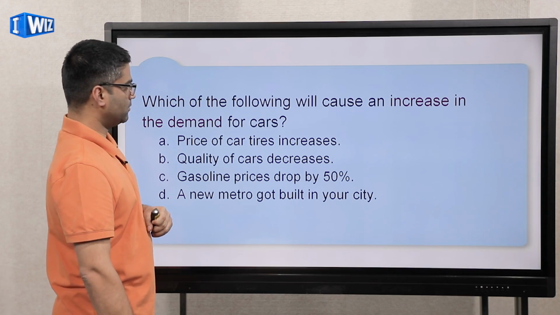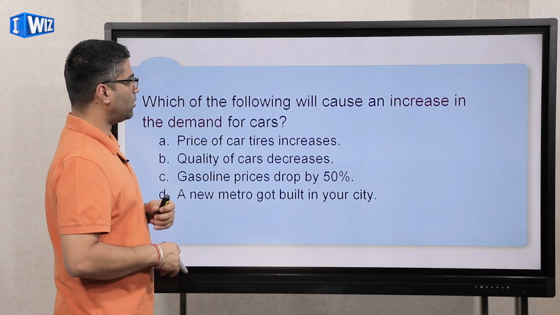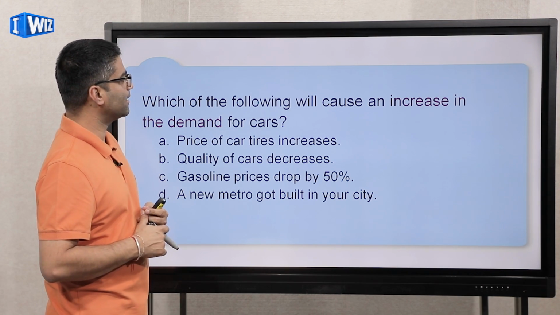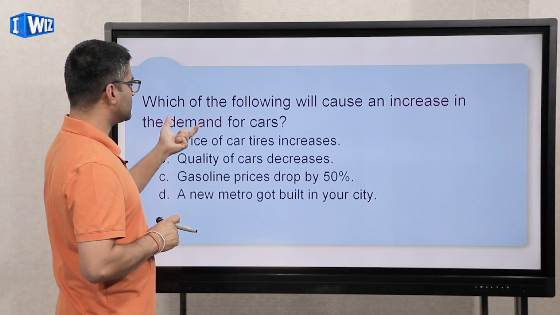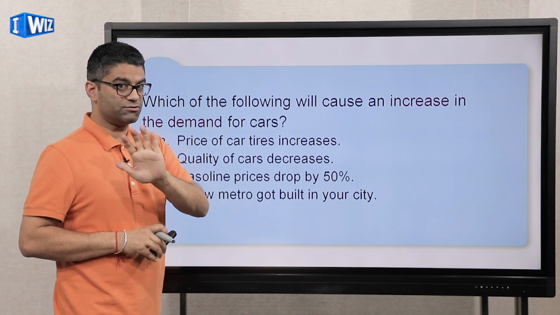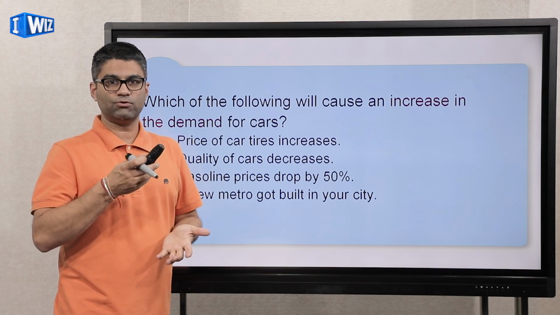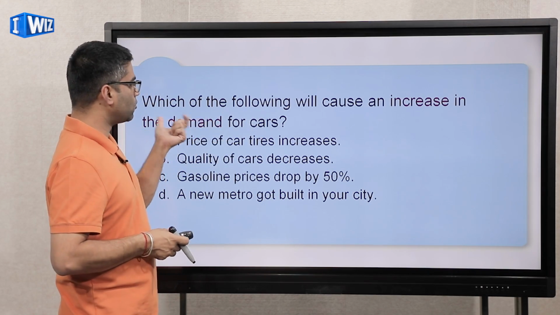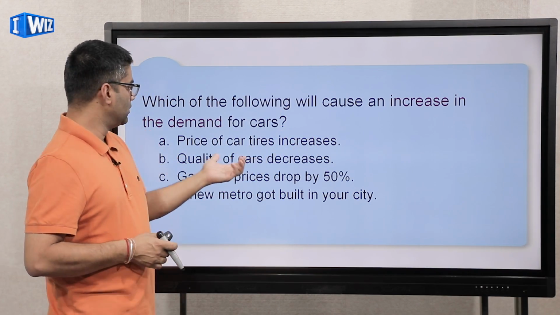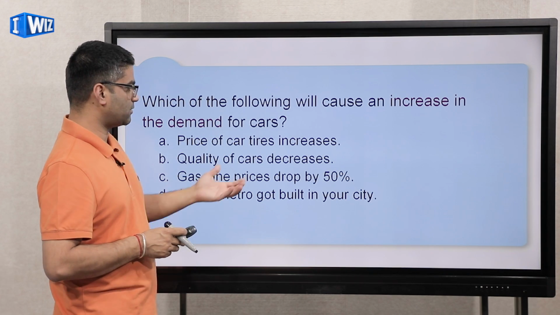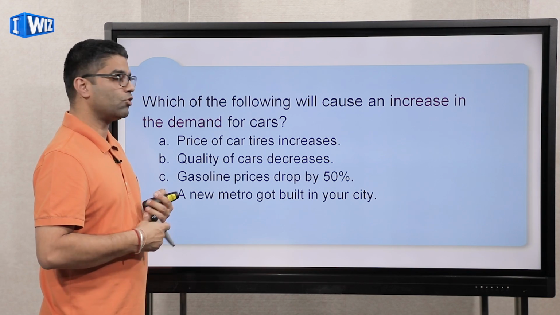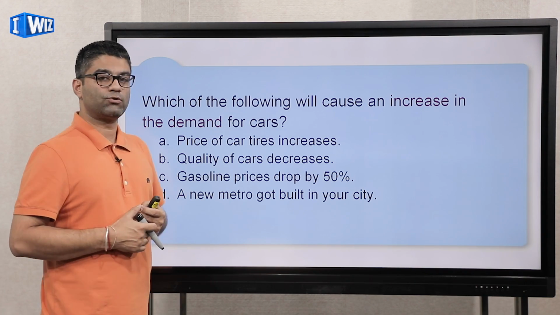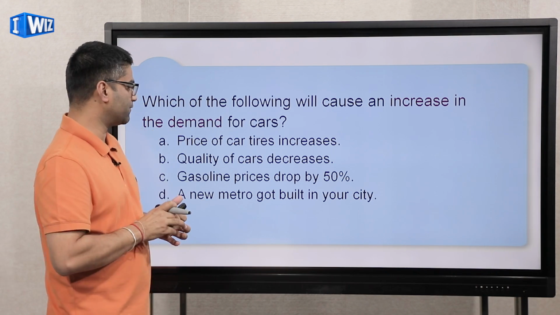So let's do a question. I'll read the question and pause, or you should pause the video and then get back and look at the answer. So which of the following will cause an increase in the demand for cars? Obviously it cannot be the price of cars, because that will lead you to move along the demand curve. We are saying what will cause the whole demand curve to move. So there are 4 options. Price of car tires increases, quality of cars decreases, gasoline prices drop, or a new metro gets built in your city. So let's go through each of them.